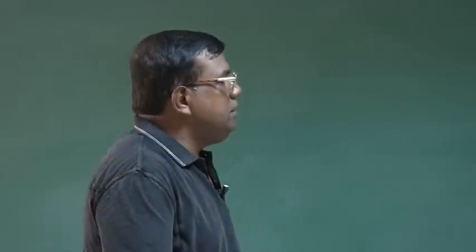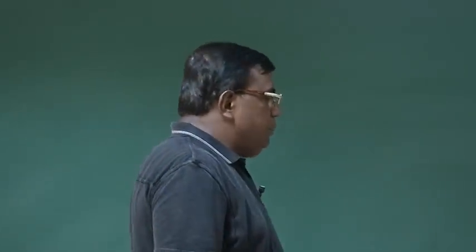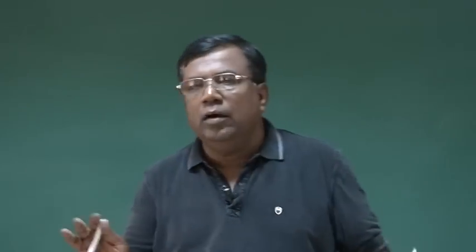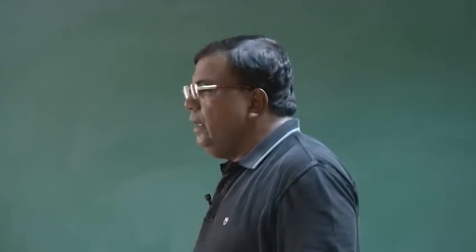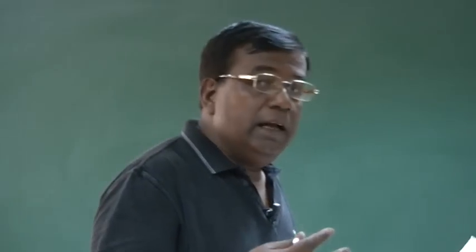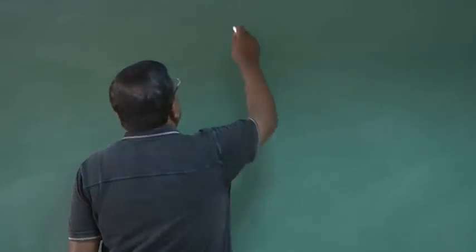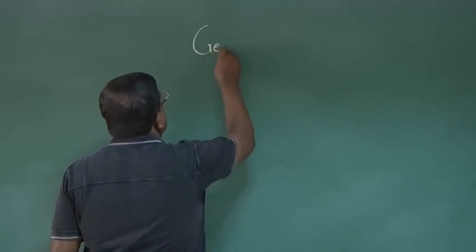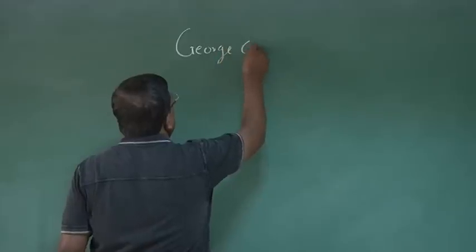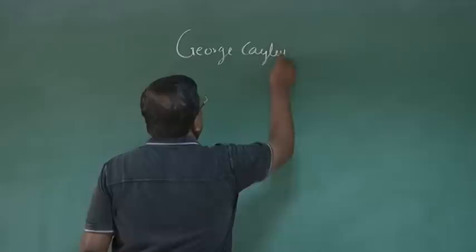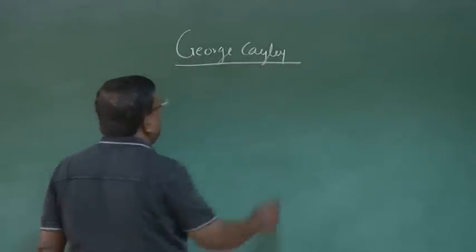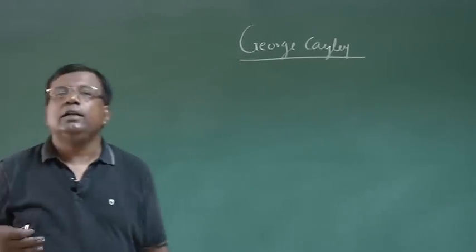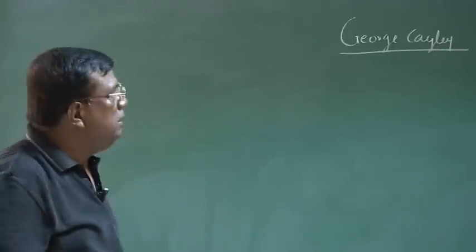We have just come back to the classroom after seeing our Hansa 3 aircraft and trying to correlate what we are teaching in the classroom to what actually happens in the aircraft. Let us again go back to George Cayley. Why are we again and again going to George Cayley? Try to understand that.